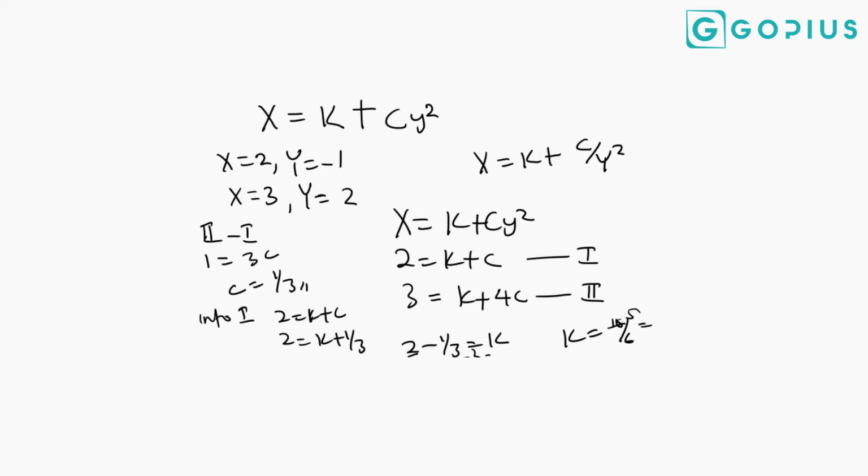Of course, 2 here is 5, 2 here is 3, so we have 5 over 3 as the value for k. Okay, we're having the first constant to be 1 over 3, and we're having the second constant to be 5 over 3. Alright, the second constant is 5 over 3.